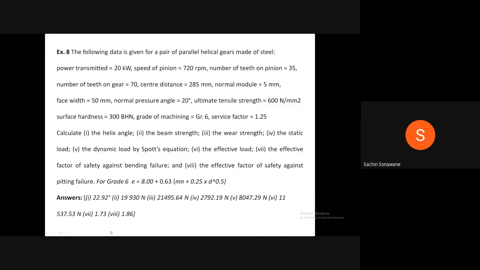Now these are the answers. This is an unsolved problem from the book. Therefore, first of all, write down the problem within 2 minutes. Write down the problem. I will wait.